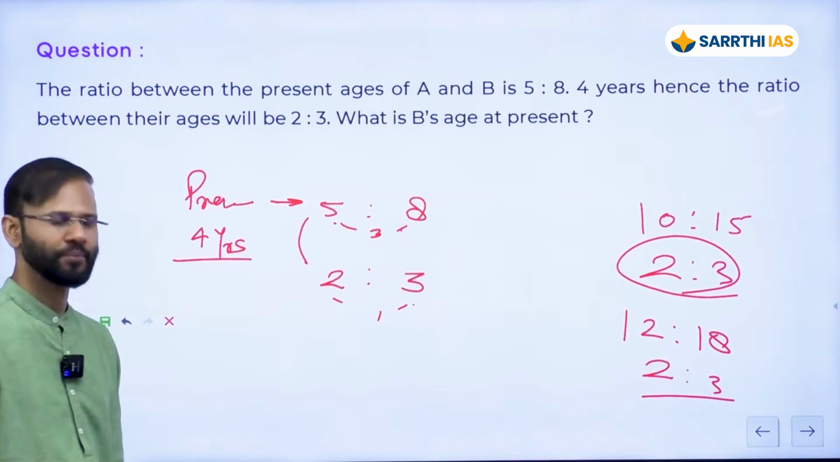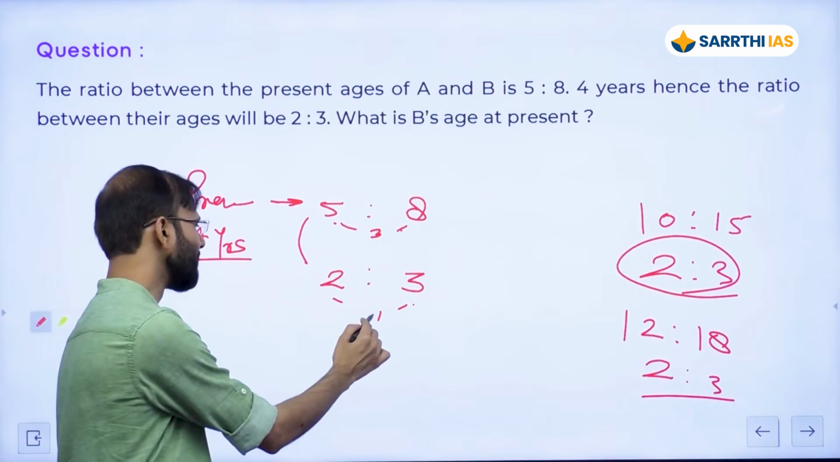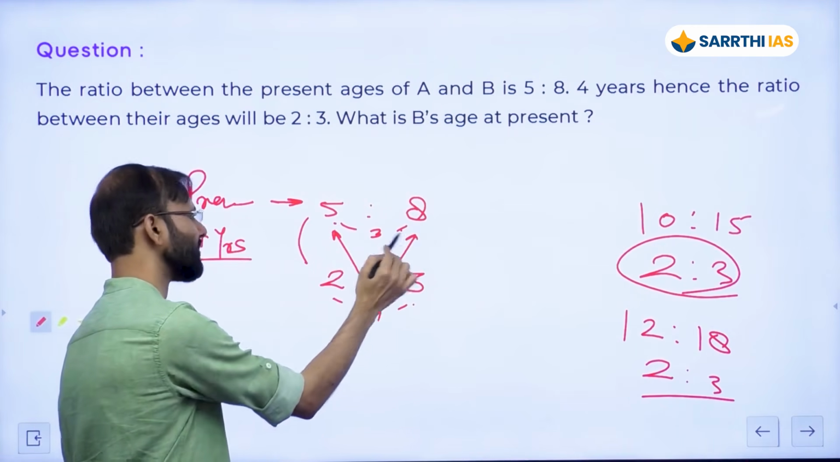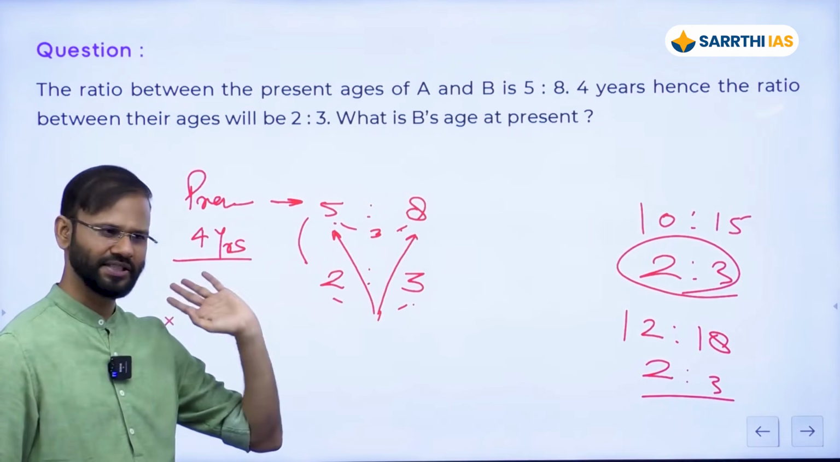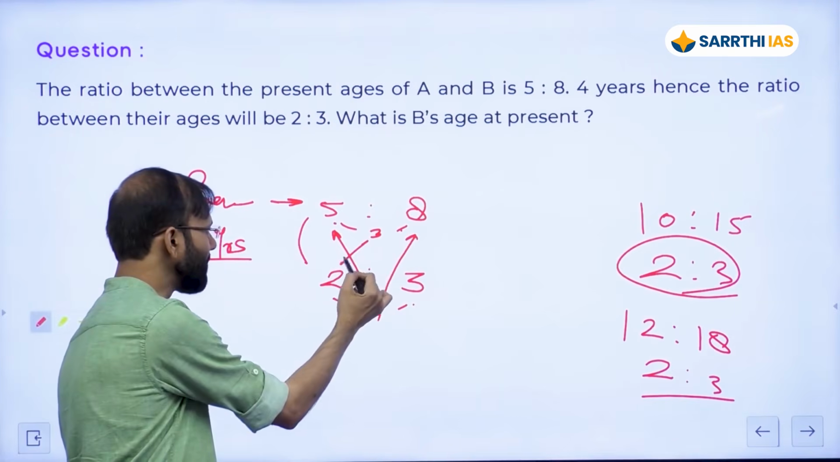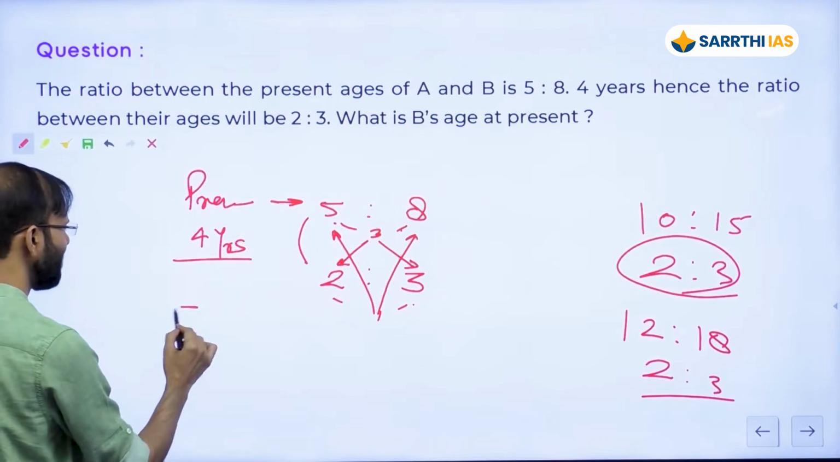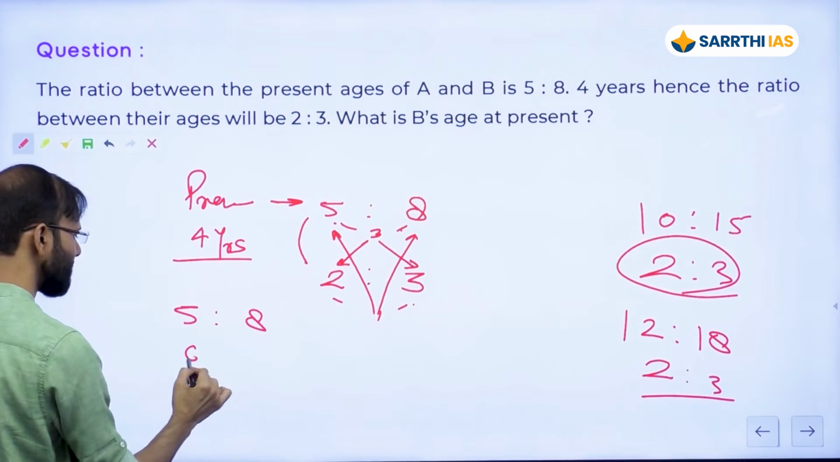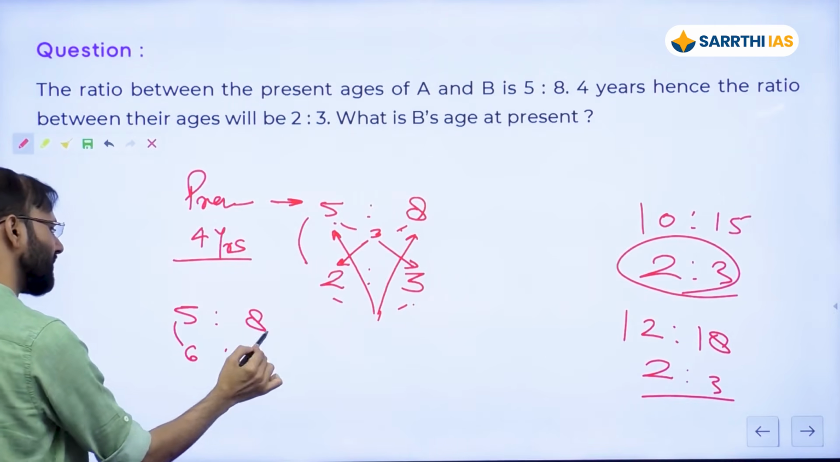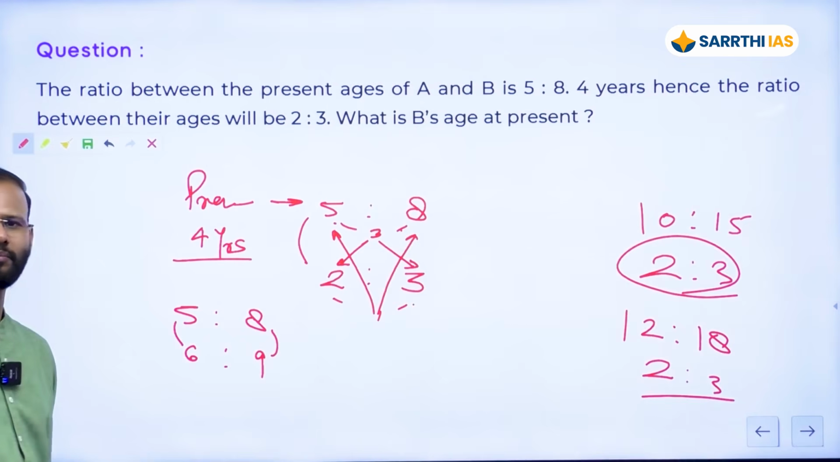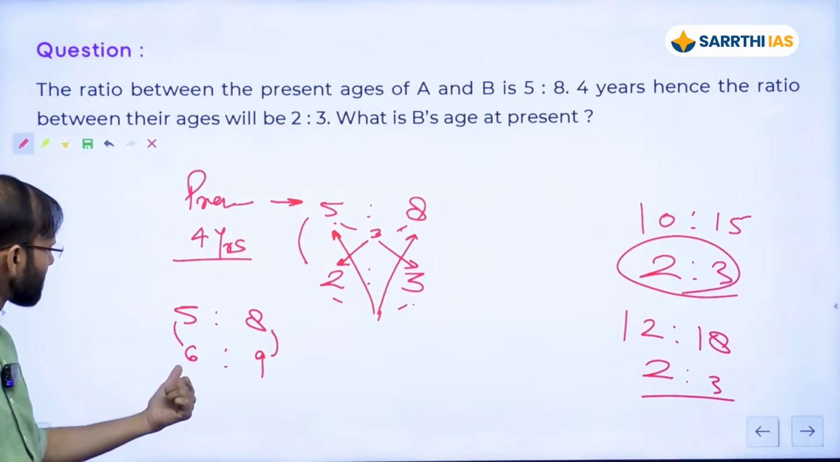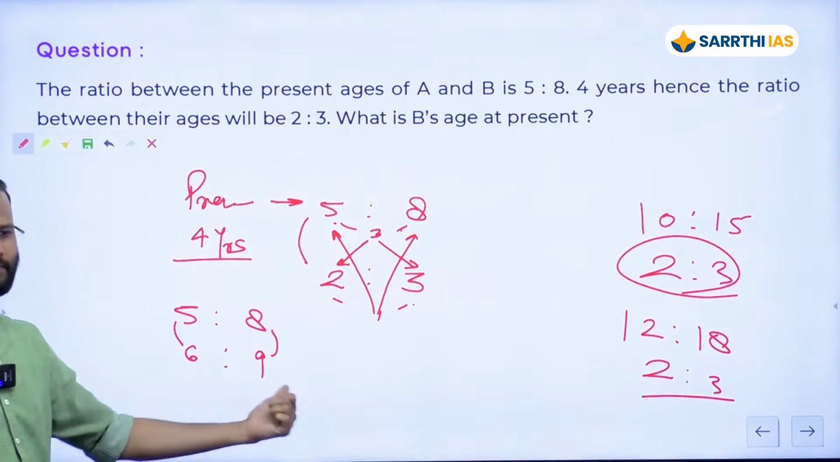Everyone clear? The difference of this is what? 1. 1 will be multiplied to both the terms. It won't make any change. Fine. Now 3 will be multiplied to both the terms. Everyone, this is 5:8. This will become 6:9. Correct? So ideally this was 6:9, but after converting into simplest form, this will become 2:3.